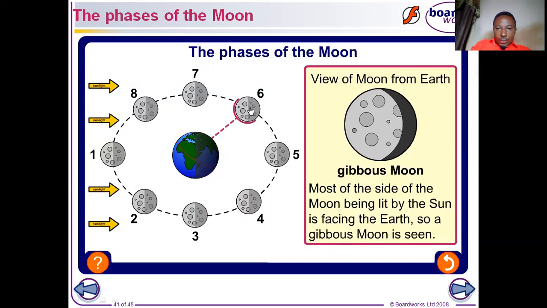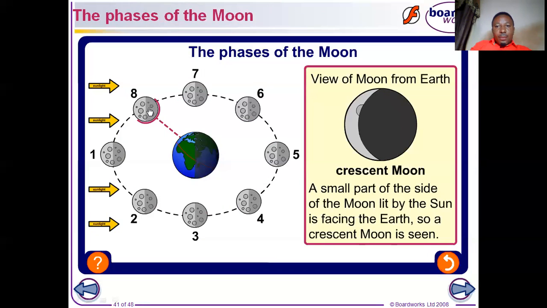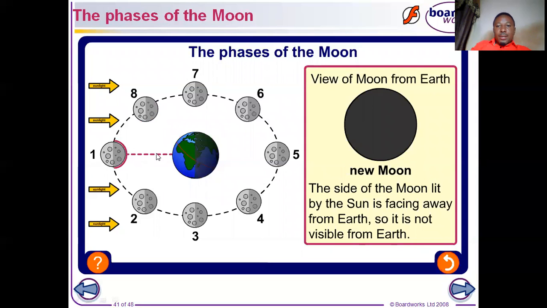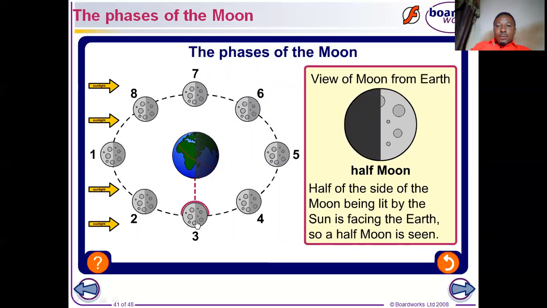And then we go to the waning stage where we have the gibbous, the half moon, the crescent, waning, and then back to the new moon. Like I said, notice the position of the shadow. Here it's to the right when it's waning. Here it's to the left when it is waxing.